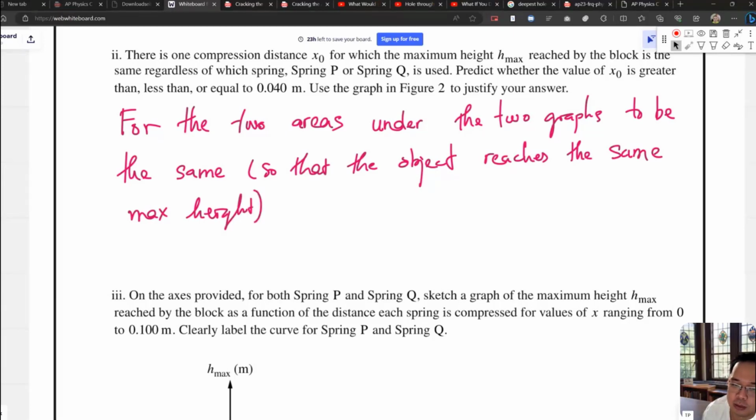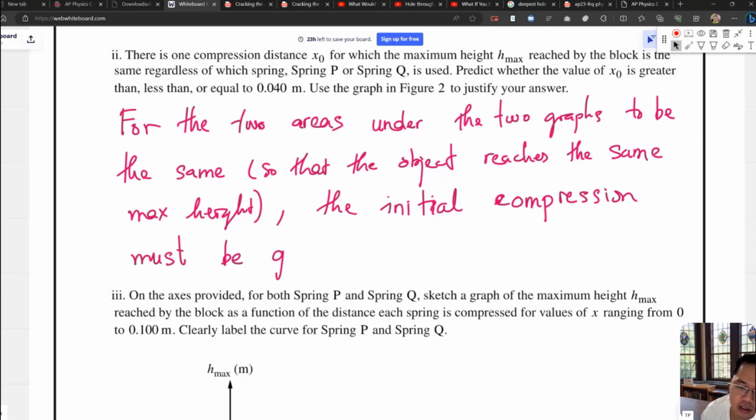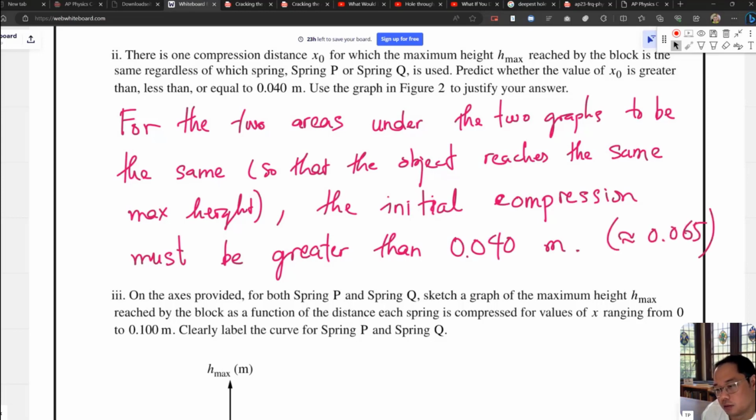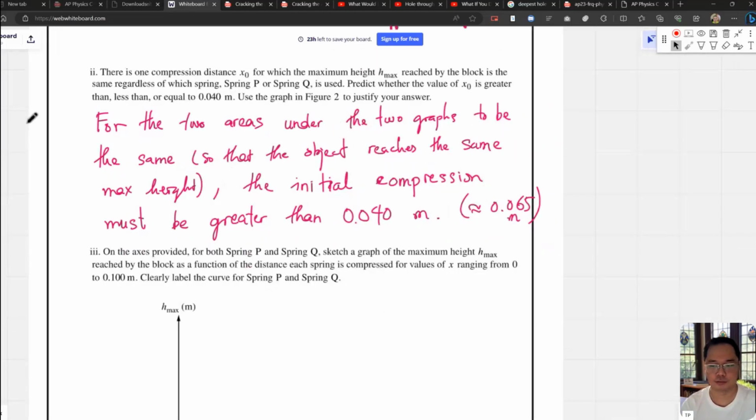The sentence inside the bracket here, you don't need to write it. Yes, just eliminate it. The area is the same. The initial compression must be greater than 0.04 meter, approximately 0.065 meter. Again, extra information.